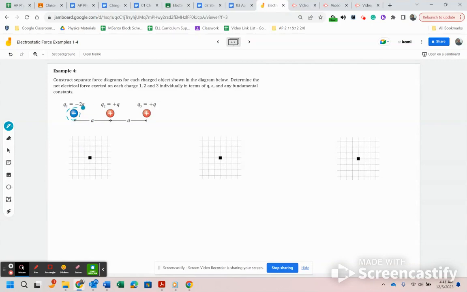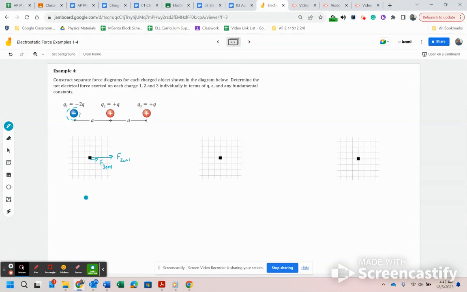Looking at this, Q1 is negative, so it's going to be attracted. Q2 and Q3 are going to be attracted to Q1, and Q1 is going to be attracted to 2 and 3. So they're both going to pull to the right. Q2 is going to pull 1 to the right with a force of 2 on 1. And since 3 is the same amount of charge but twice the distance away, and it's an inverse squared relationship, it's going to pull with a quarter of the size. So this would be a force of 3 on 1.